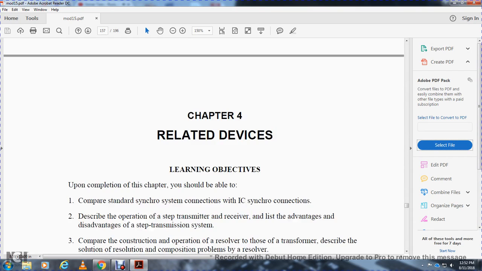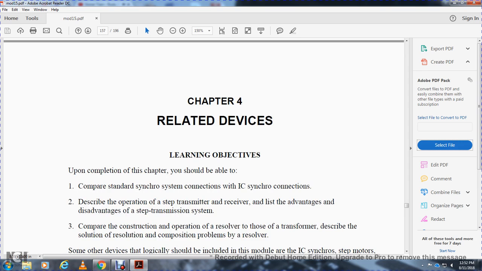On completion of the chapter, you should be able to: one, compare the standard synchro connection with the IC synchro connection. Two, describe the operation of the step transmitter with the receiver, and list the advantages and disadvantages of the step transmission system. Three, compare the construction and operation of the resolver. Describe the resolution and compromise of the problem.